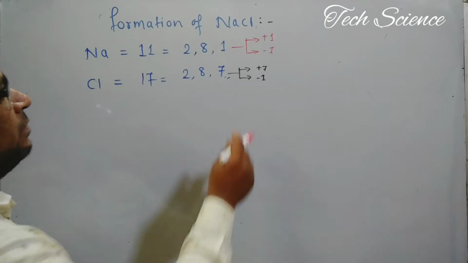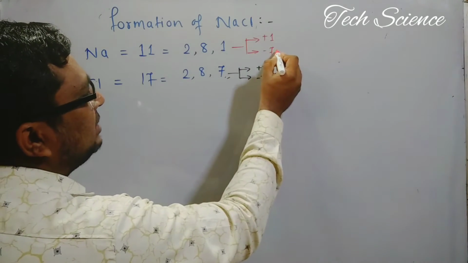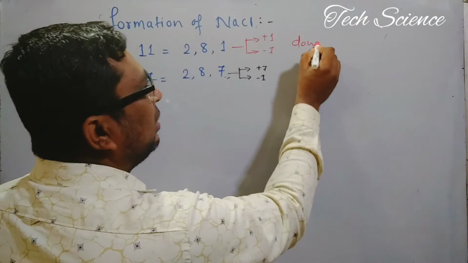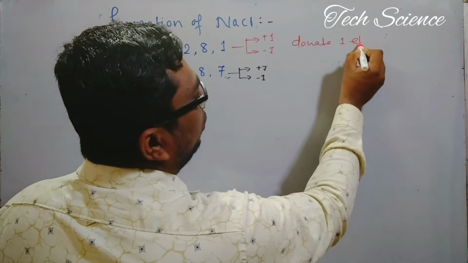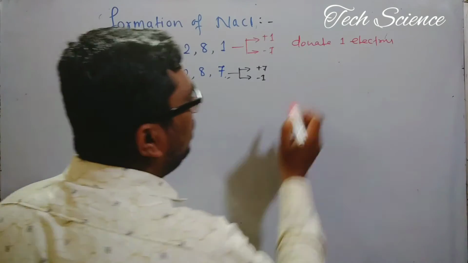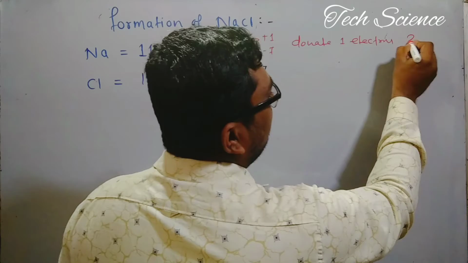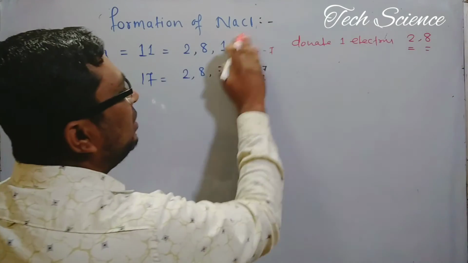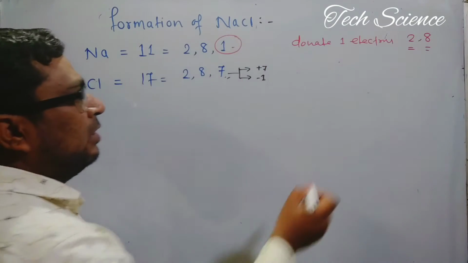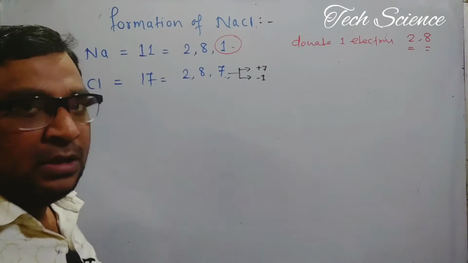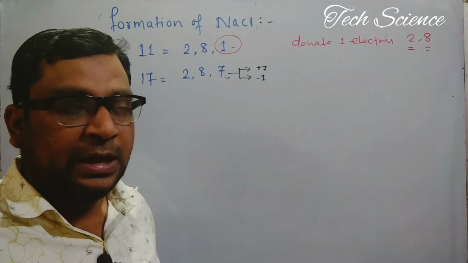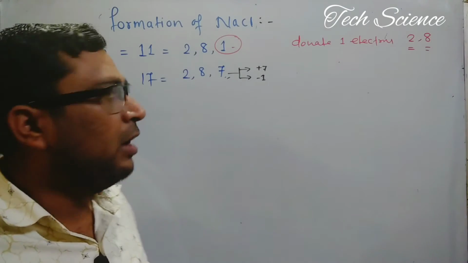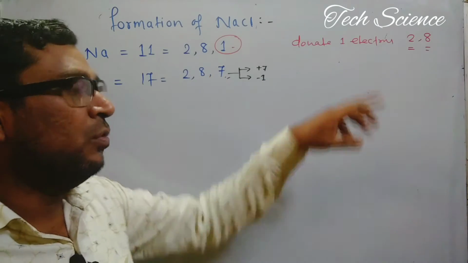Observe. Instead of accepting 7 electrons, sodium has a tendency to donate 1 electron. And after donating 1 electron, sodium has the electron configuration 2, 8. After donating this 1 electron, it becomes 2, 8, and sodium converts into Na plus, which means it acquires a positive charge after donating 1 electron.